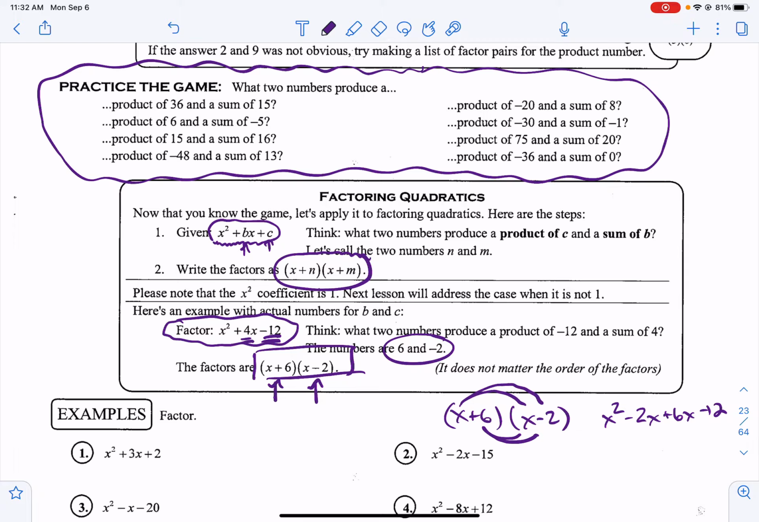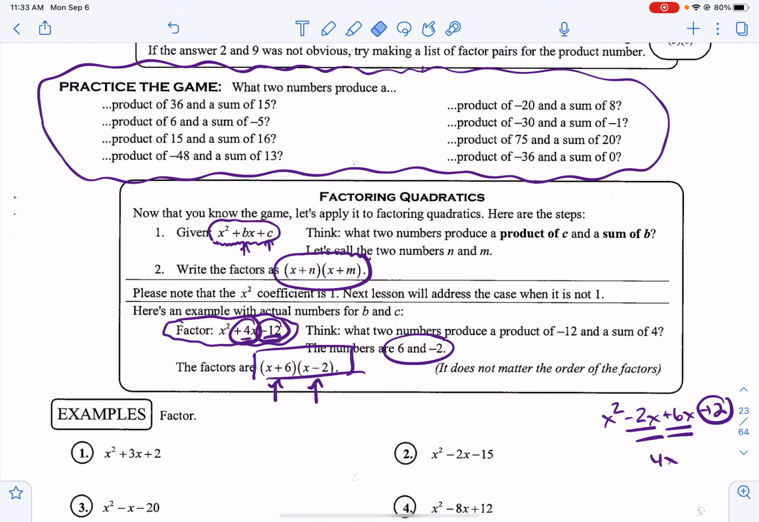Now notice, I did the 6 times the negative 2 to get negative 12. Well, that's what we did in our little game, right? You looked for 2 numbers that multiplied to be negative 12. Now, if I take those same 2 numbers, look, they're right here in front of my x. And when I add them together, I get 4x, which is the other part of our game that we just played. We looked for 2 numbers that multiplied to be the negative 12 and added up to be 4x. That's the easiest way to do these problems. It's kind of like when we were doing greatest common factor and we were distributing backwards.